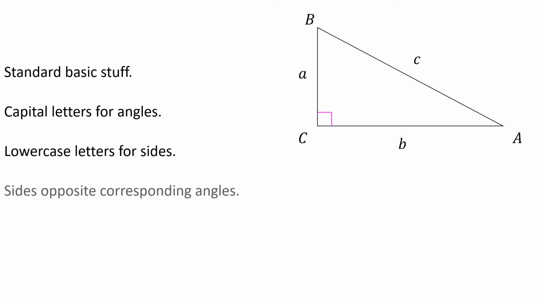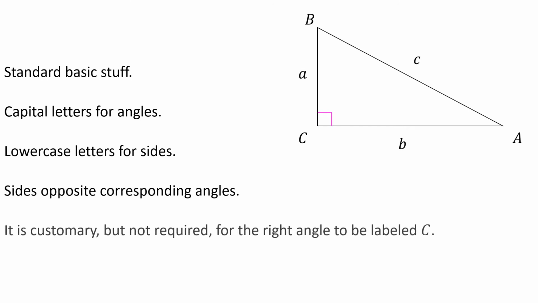Again, our super duper reminders: capital letters for the angles, lowercase letters are going to be for the sides, and the corresponding sides have to be opposite their angles. And I will always use C for the right angle and lowercase c for the hypotenuse. You're not required to, but I always do so we avoid confusion.